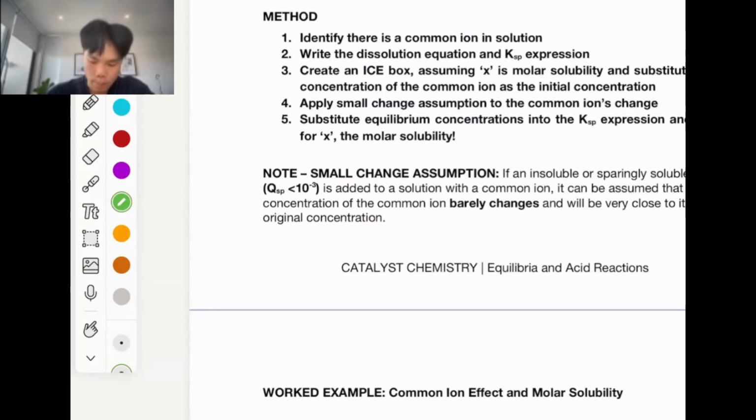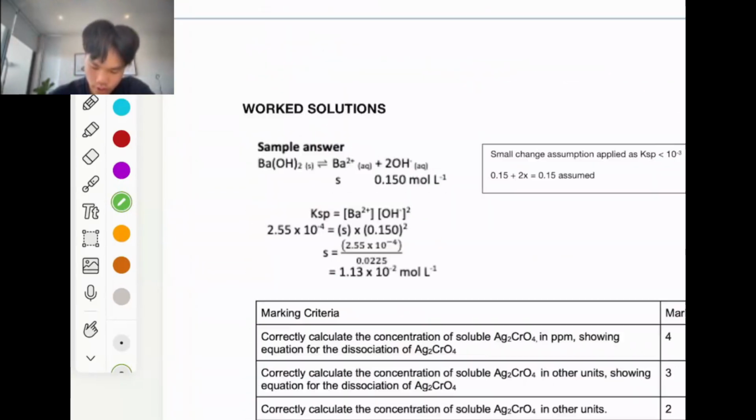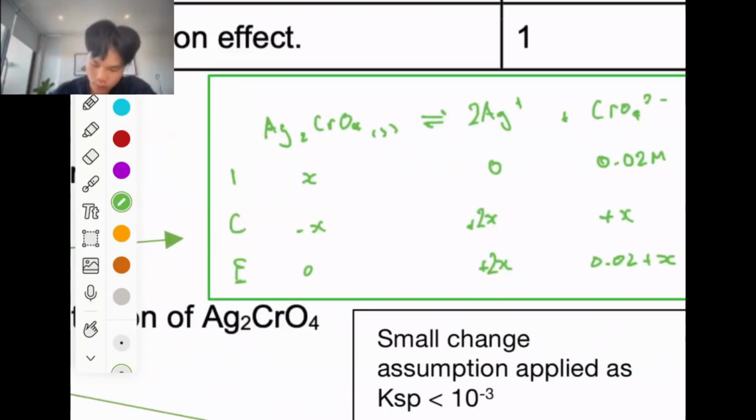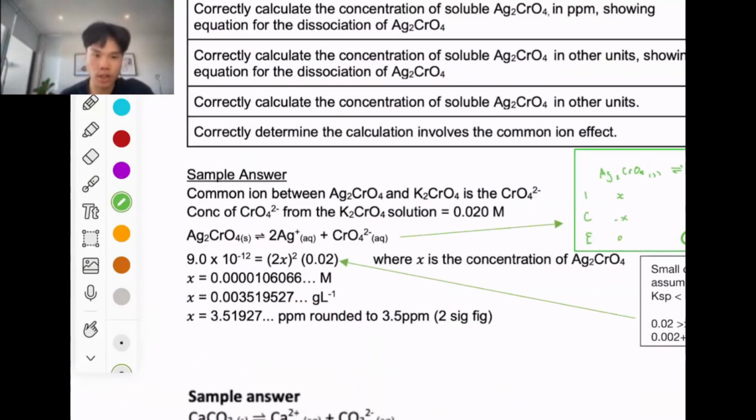The questions themselves are basically just a slight addition onto the ICE box small change question we did before. The difference being that when you sub into the ICE box, you start with one of the product concentrations as non-zero. And from there, you end up in the ending column with one of the ending concentrations being not just X or not just 2X, it'll be something plus X or something plus 2X. And from there, you can apply a small change assumption to simplify your calculation to be non-quadratic or non-cubic.